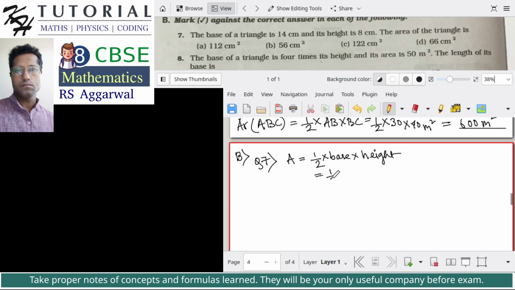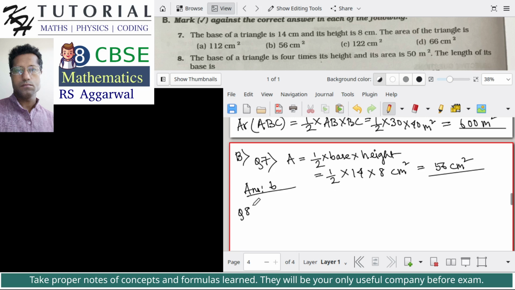which is equal to half. Base is given as 14 and height is given as 8, this much centimeter square, and this will be 56 centimeter square. So the correct choice will be B. Even though this is a very straightforward simple question, still I am checking the answer. This is 7B.